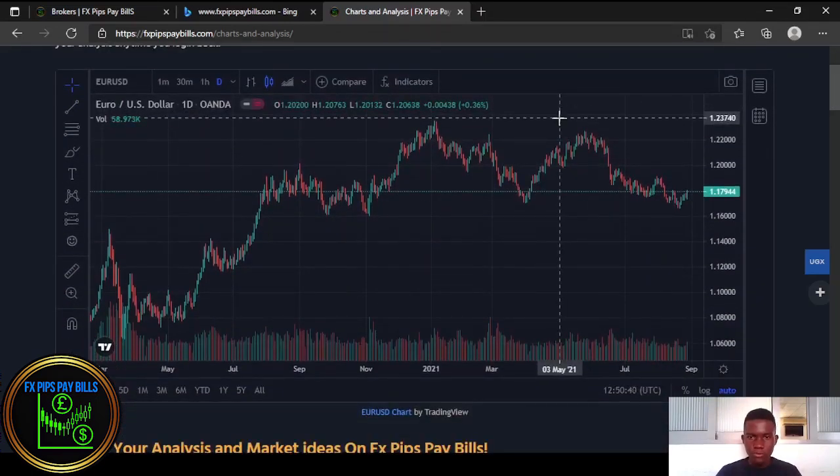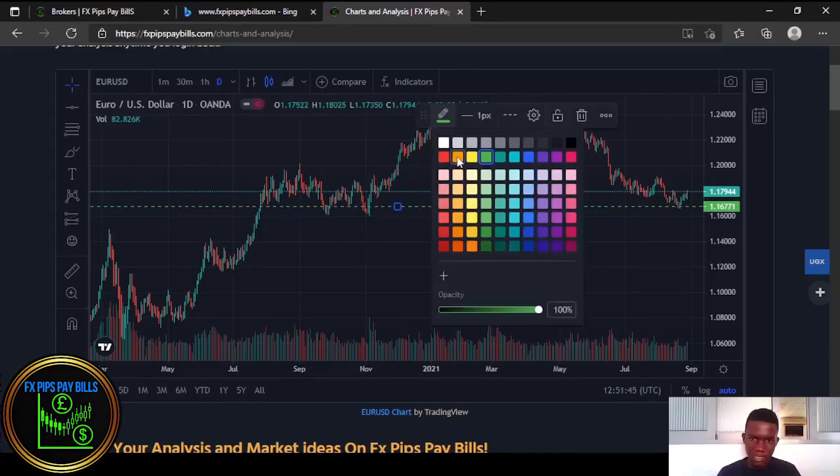Since the market is not active, we are going to be using illustrations. I'm going to be using horizontal lines in this case, and with horizontal lines, we shall be seeing where to place the stop loss and take profits. Let us first draw the support and resistance lines.